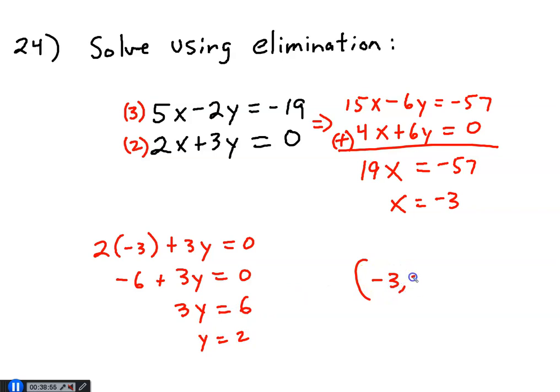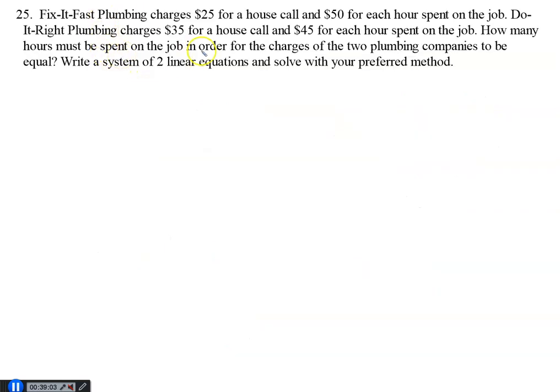And you'll need to show your answer as an ordered pair. The answer is x is negative 3, y is 2. So that's the elimination method.